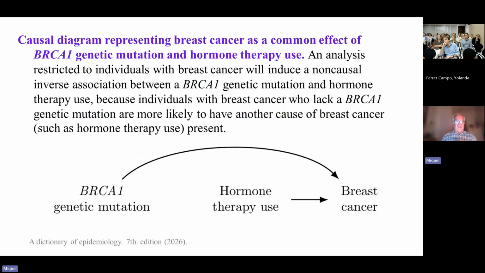For instance, here we have a causal diagram that says, if you restrict your study to women with breast cancer, which is a form of adjustment, a form of conditioning, right? We all know that. Restricting to one form of the disease will induce a false association between the BRCA1 genetic mutation and hormone therapy use, okay? Simply by doing something that is clinically appealing.